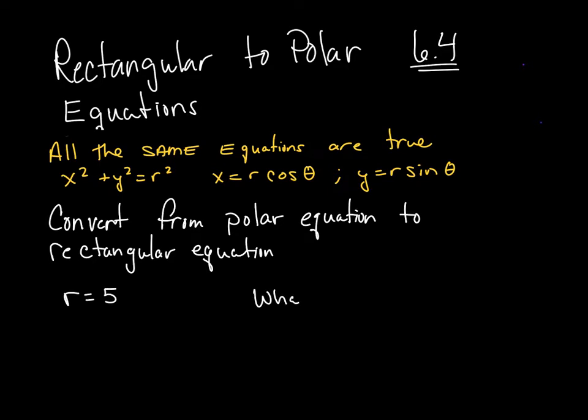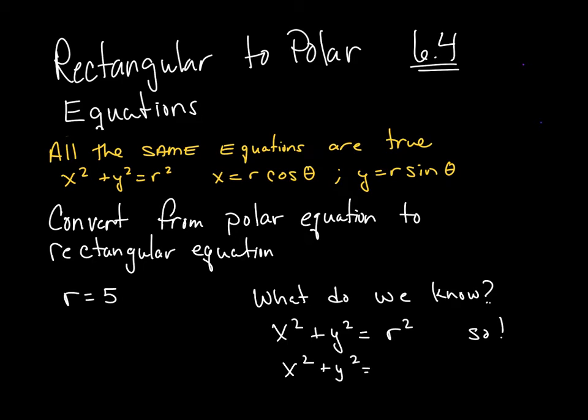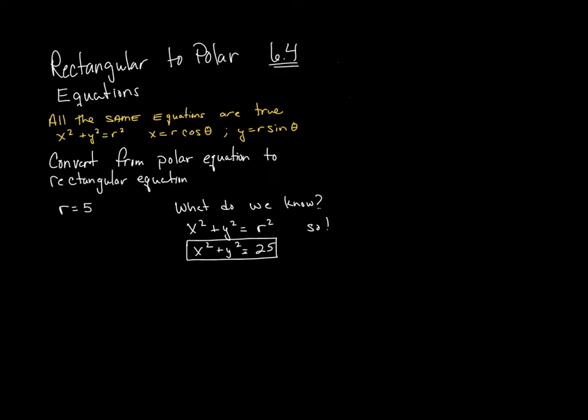Now, to go ahead and convert polar equations to rectangular equations, if I have r is equal to 5, what do we know? And what do we want? So what we know and what we want is that x squared plus y squared is equal to r squared. We know that r is equal to 5, so we can let x squared plus y squared equal 25. That's it. That's all we need to do.